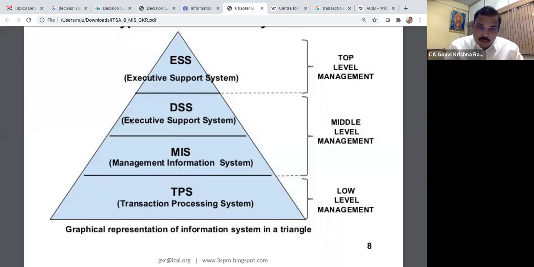This DSS means it should be decision support system. So there is a clarification which has been brought. Okay, there's a typographical error. Please find out that it is not executive here, it is decision support system.